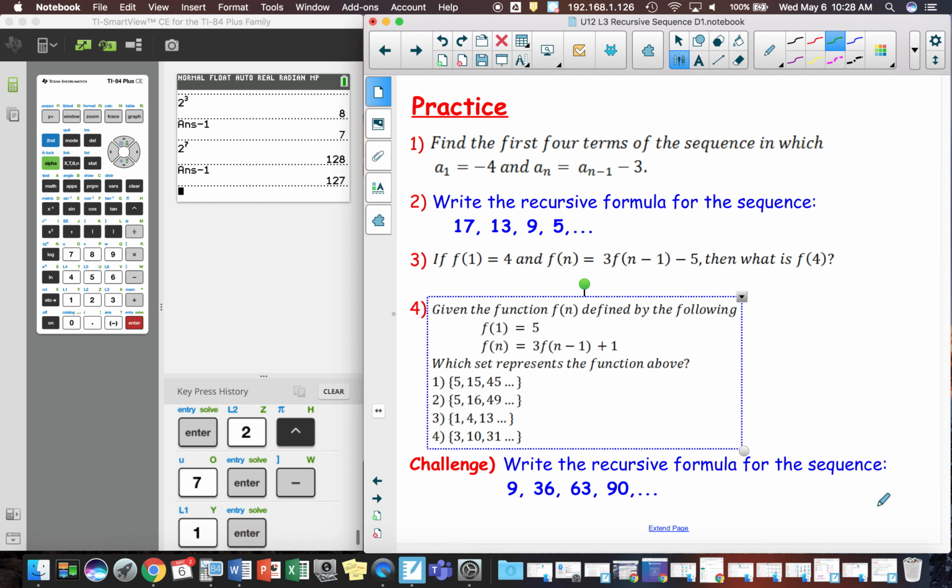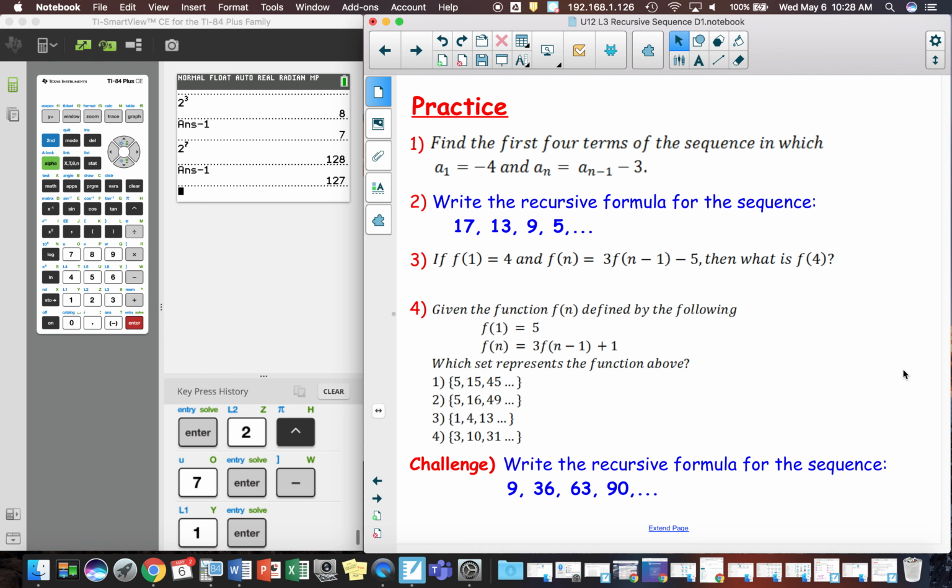Okay. So we did quite a bit. You have these problems here. Definitely do the first 4. The challenge is optional. I'm going to tell you that the challenge is optional. But to be honest, the challenge is not that bad. It just says to write a recursive formula for the sequence, and it's helpful to get some practice with that. But definitely do numbers 1 through 4.